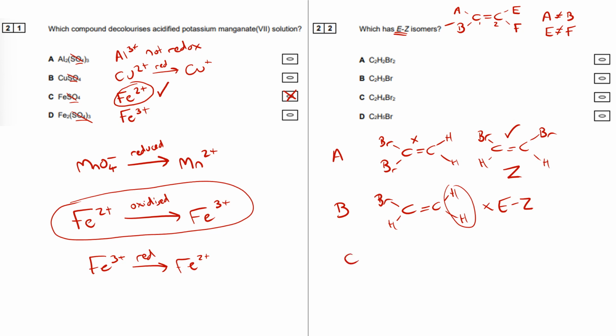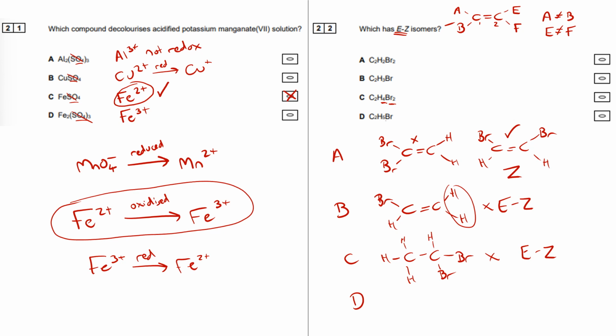C, you've got 4 hydrogens and 2 bromines. So C has too many hydrogens for it to be an alkene. Because it's a haloalkane, it's not got a C double bond C, it won't exist as EZ isomers. So you can have 1,1-dibromoethane or 1,2-dibromoethane.